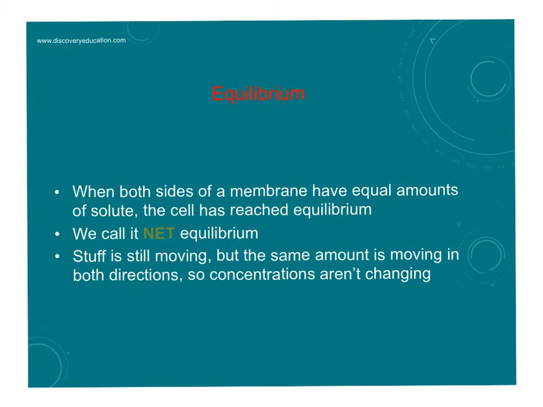That balancing is called equilibrium, or net equilibrium. That's when the concentrations of materials are equal on both sides of the membrane. That doesn't mean the particles stop moving. They still have energy of motion. They still have kinetic energy. They're going to continue to move in both directions, but it's going to be kind of a give and take. Pretty much an equal movement. Some molecules go across, some go back across the other side.